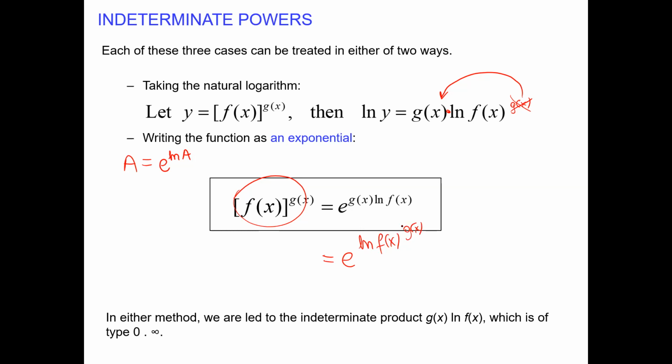And to simplify even further, using exponential and logarithmic properties, g of x can be placed in front of the logarithm. That's how we will operate, and everything is placed in the exponent. Now it's a natural exponential function. We may look at that limit in the exponent, and the final answer will be e to the power of that value, if this value exists.